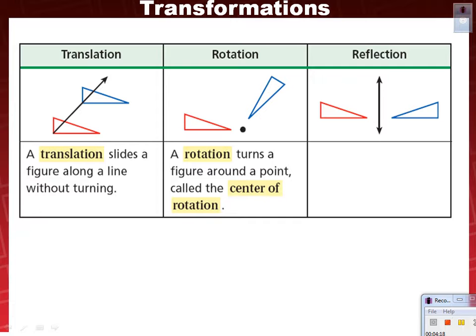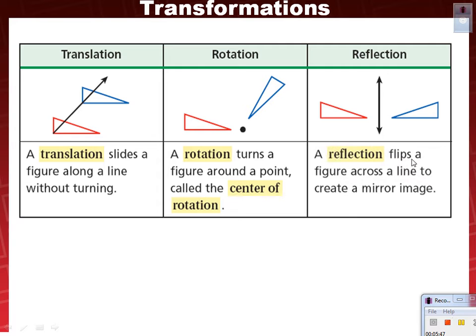Reflection reflects or flips a figure across a line to create a mirror image.